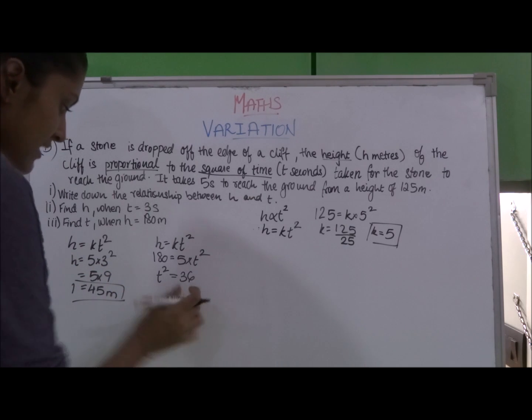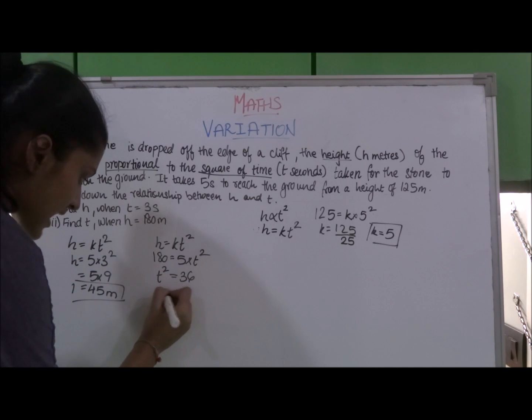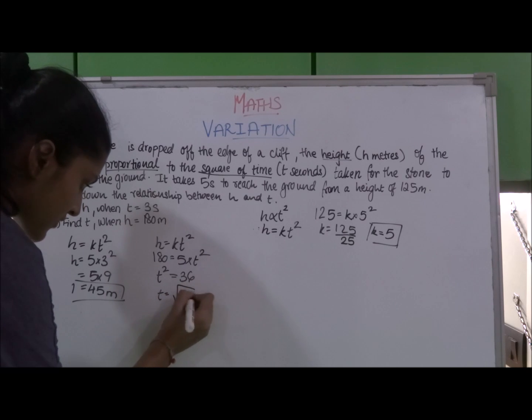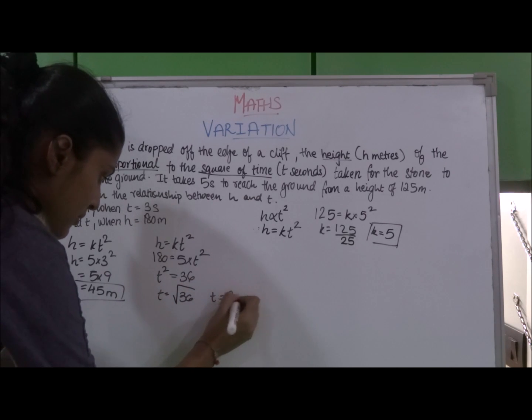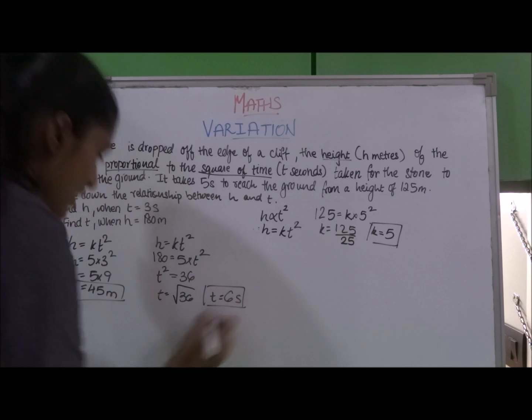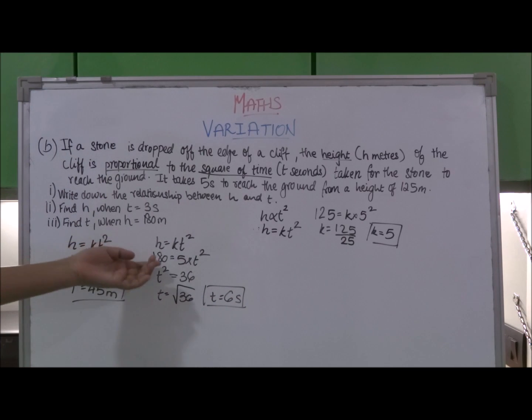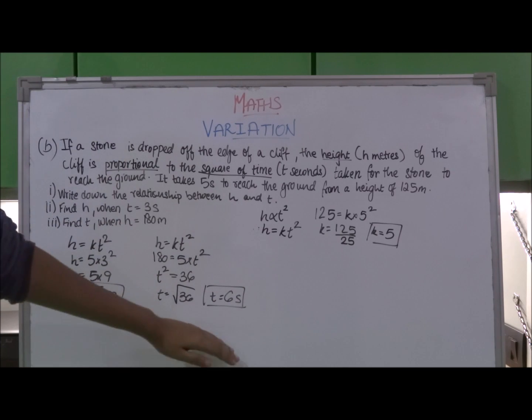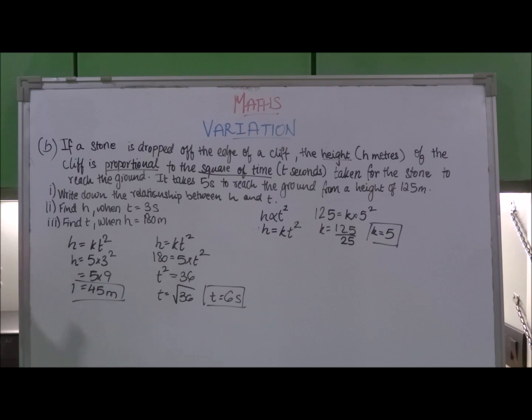So we will take the square root on both sides. t will be equal to square root of 36. t will be equal to 6 seconds. So when dropped from a height of 180 meters, the stone takes 6 seconds to reach the ground. So this is how you can use this proportional method to find out the answers of various questions.